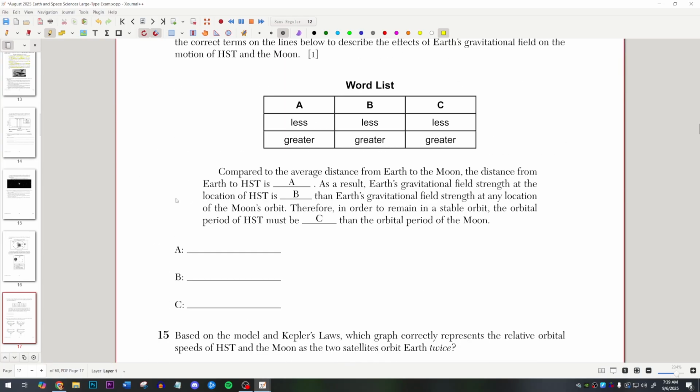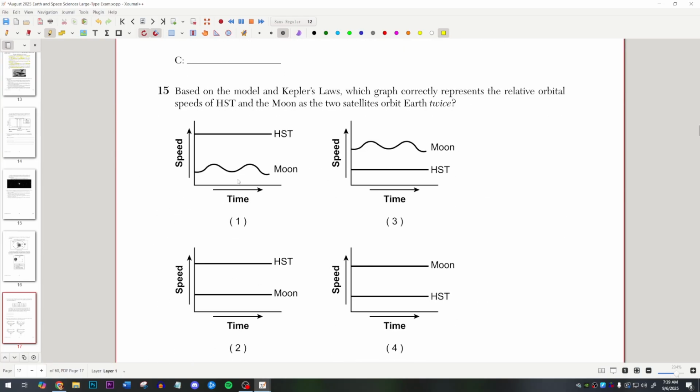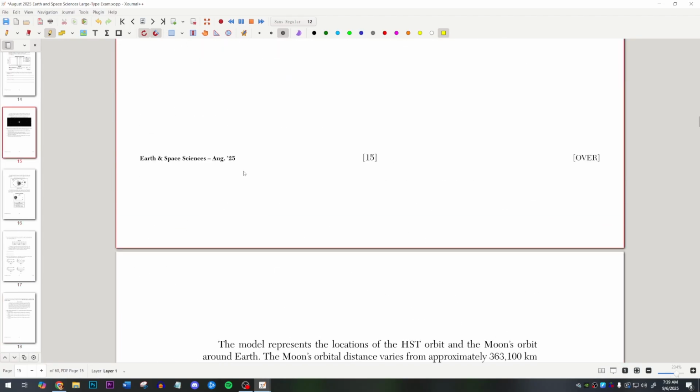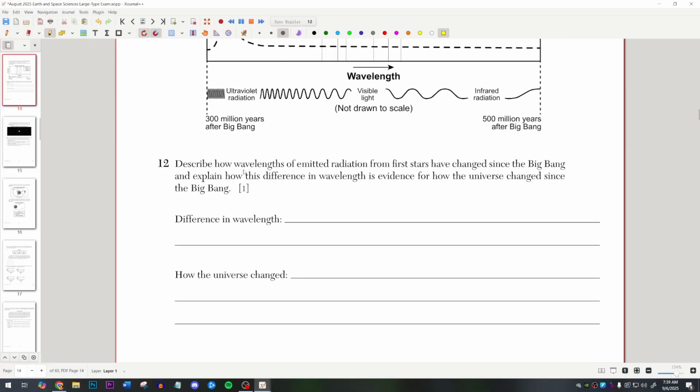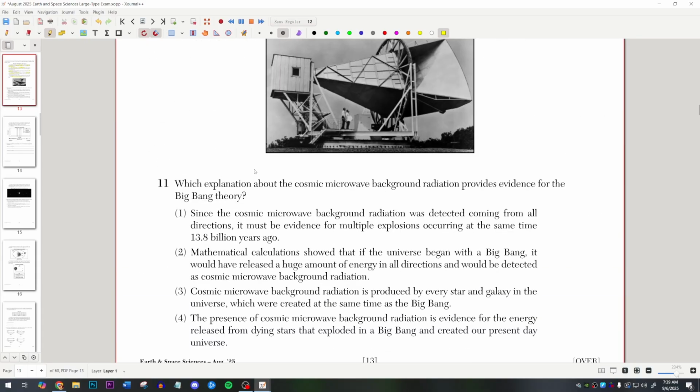We're still in this one, gravity. Kepler's laws. Wow. Okay. We'll just see where it's going. All right, let's go see. Go back up. All right, which explanation of the cosmic microwave background radiation provides evidence for the Big Bang?